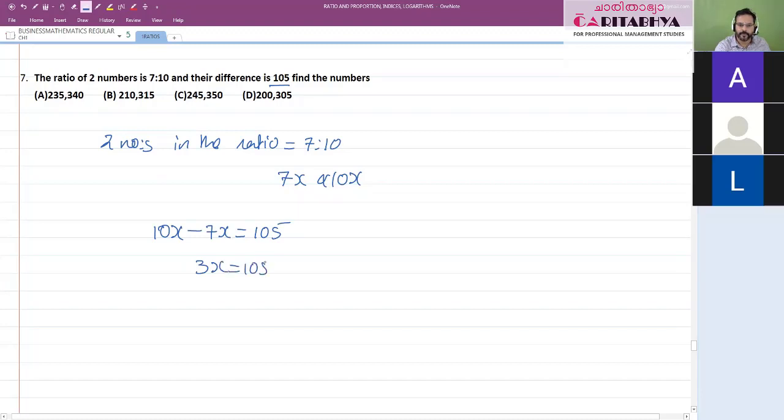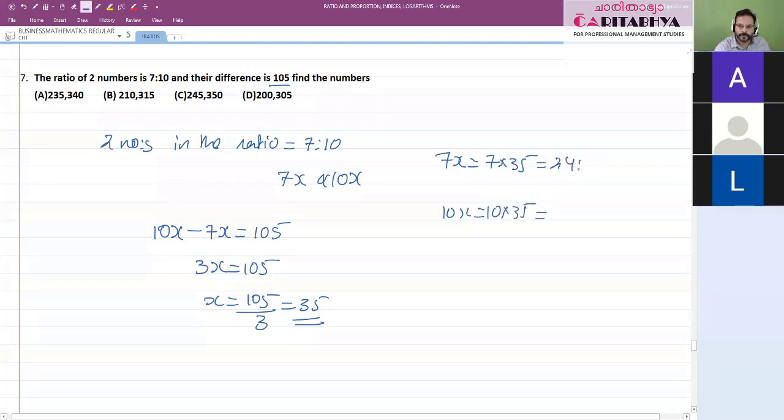3x is equal to 105. Therefore, x is equal to 105 divided by 3, 35. Okay. So x is 35 and the numbers are 7x, 7 into 35, 245, then 10x, 10 into 35, 350. So the difference is 350 minus 245, which is 105.